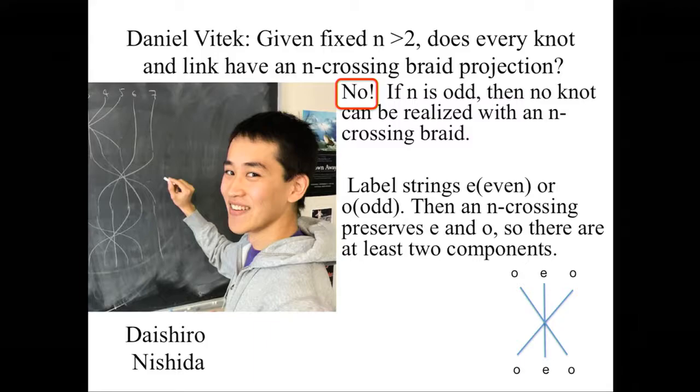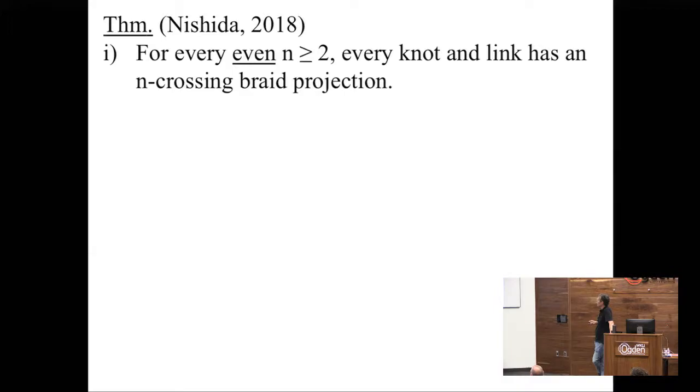You'll get one corresponding to the odds and one corresponding to the evens. So you can't get a knot. You can get a link potentially, but you can't get a knot. So you're never going to get every knot. For any odd n, you're never going to get a braid presentation for that. But what Daishiro did prove was the following. For every even n, every single knot and link has an n-crossing braid projection, okay?